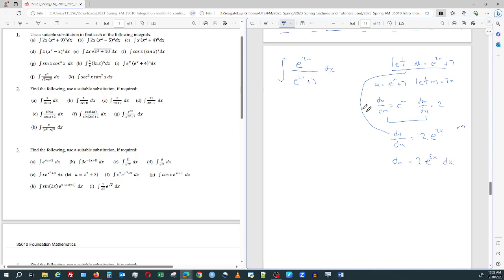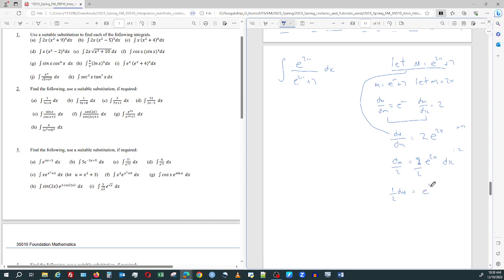Okay, are you there? Yep. Are you there? No. The 2 is not there. So we need to divide by 2. We need to go another step. So we need to move the 2 over to the other side. Now we've got 1/2 du is equal to e to the 2x.